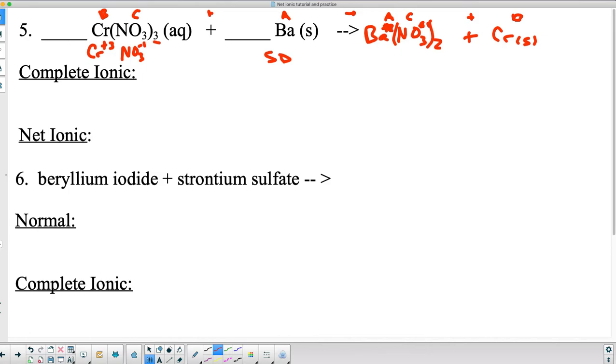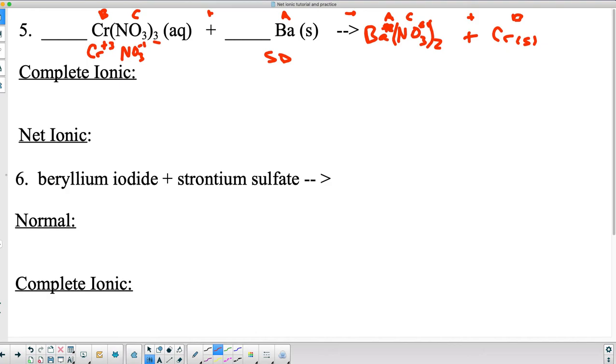Now how do you know that's a solid? Well, Cr is by itself. It doesn't matter whether you put a solid, a liquid, or a gas for Cr. It all ends up being the same because Cr is by itself, and it does not change from one side to the other. So if I write the complete ionic equation, oh, I didn't balance the equation, so let's balance that.